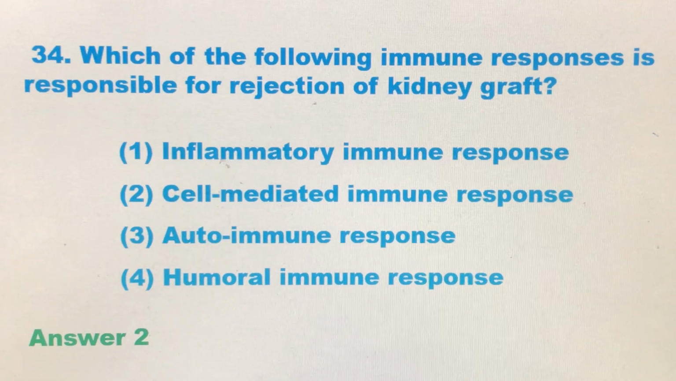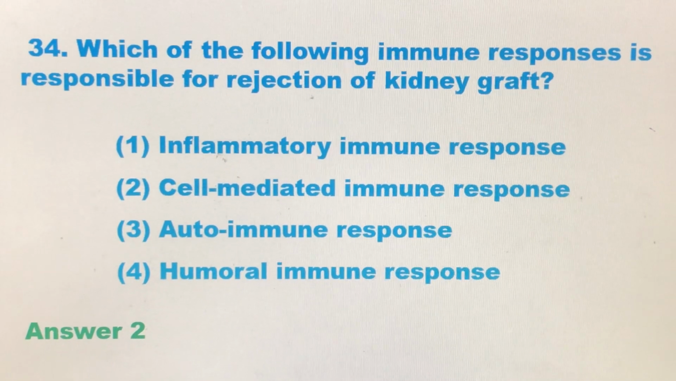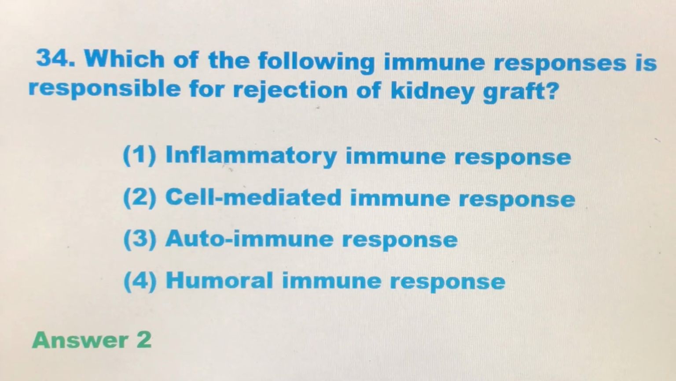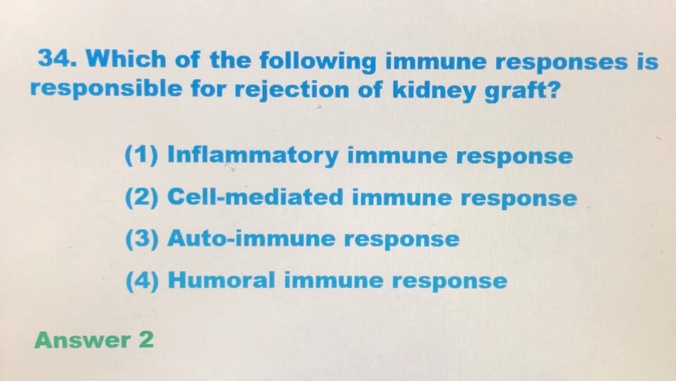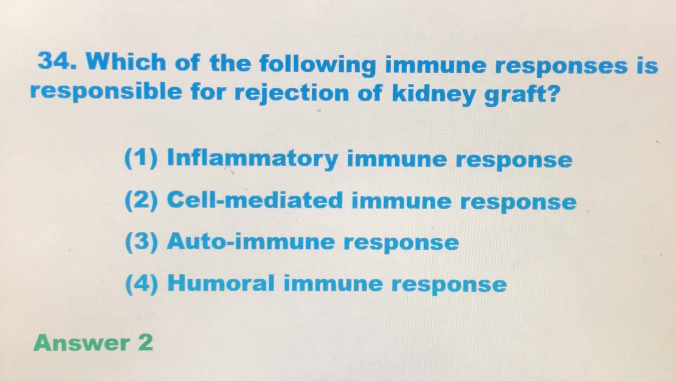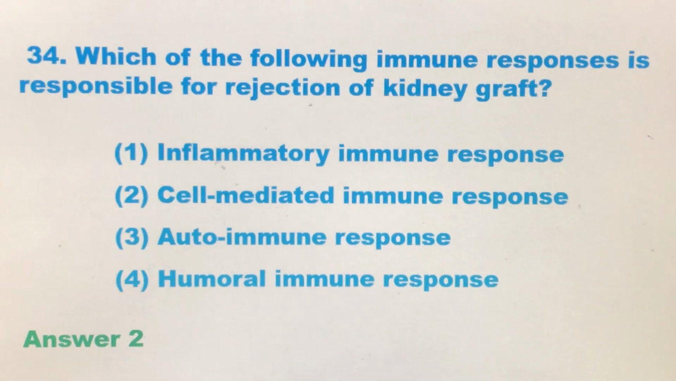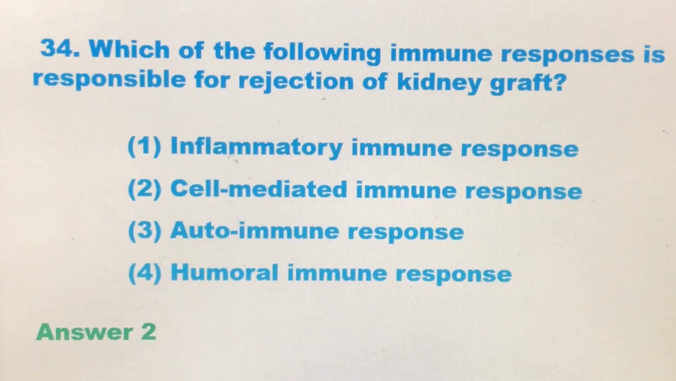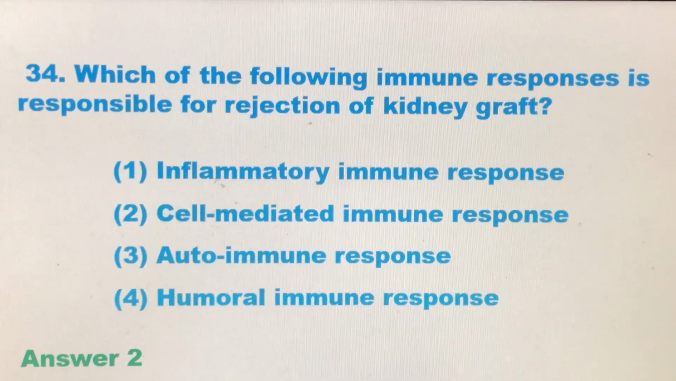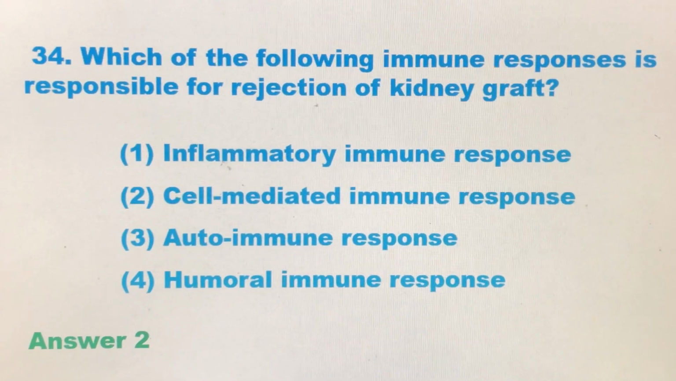34. Which of the following immune responses is responsible for rejection of kidney graft? So now the question is, we'll have to find out, below are given 4 different types of immune responses. We'll have to find out which of these types of immune response is responsible for the kidney graft rejection.